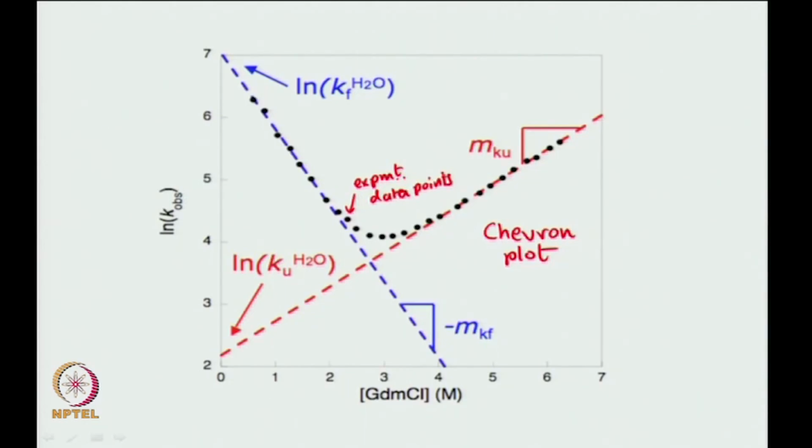Okay. Now, what you have on the x axis is the concentration of denaturant. In this case, it is guanidine hydrochloride. You can also have urea, not a problem. Now, what it tells you is, if you look at the higher concentrations of denaturant, say for example from 4 to 7, what would happen to the protein? Would it be in the folded or the unfolded state? It would be in the unfolded state.